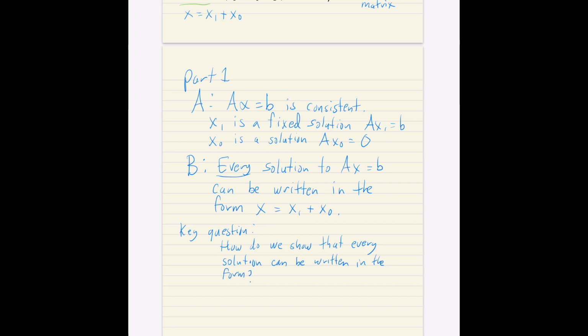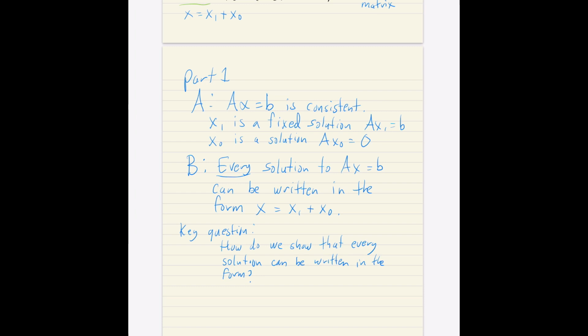Okay, so right now I want you to convince yourself that if Ax equals b has one solution, then x1 and x0 are the same, right? If it has one solution, then it's not going to have two different answers. But if it has an infinite number of solutions, we want to show that we can get a third solution by adding x1 and x0. But we want to show that every single solution that we can create can be written in that form, x1 plus x0.